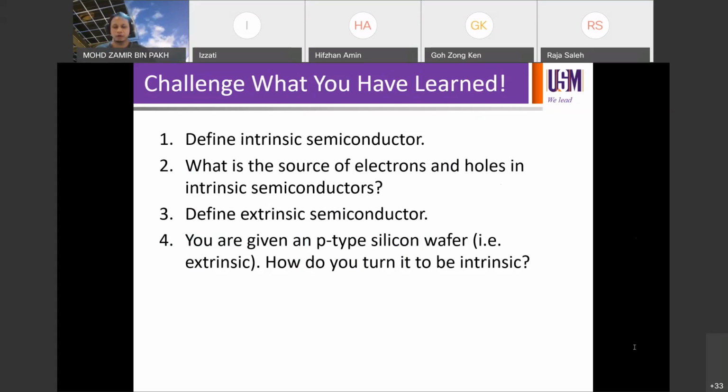Okay, dope. Can you elaborate? So now you've got a p-type doped wafer. So how do you then turn it to be intrinsic? Yeah, you said dope. Okay, how? Elaborate a little bit. Boleh unmute yourself. Go ahead. How do you do that exactly? Can write down or unmute yourself?